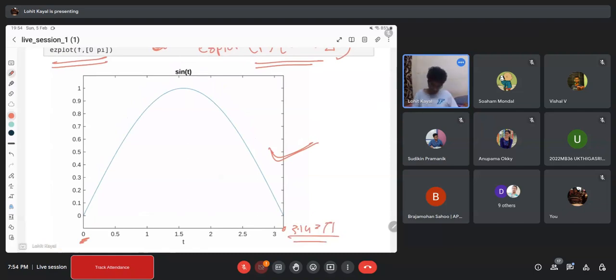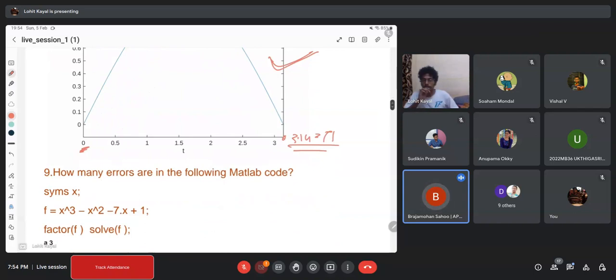Sir, what is the difference between ezplot and normal plot? Yeah. So normal plot is mostly used for numerical results. I will show you, it will appear in later questions. Normal plot is mostly used for numerical plots, I mean if you deal with numbers, not with symbols.